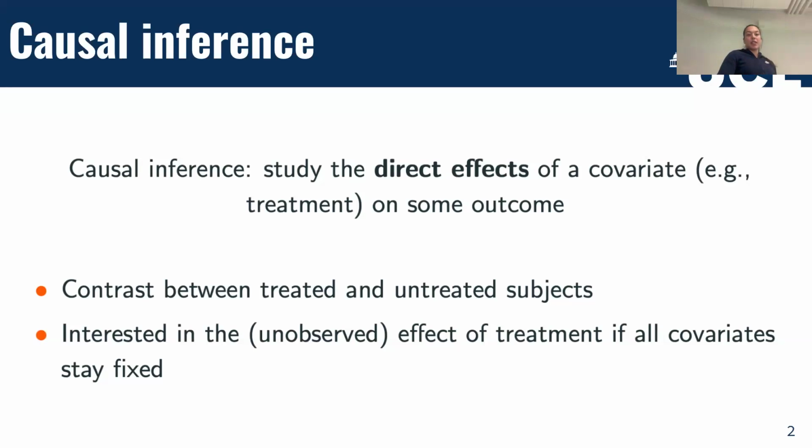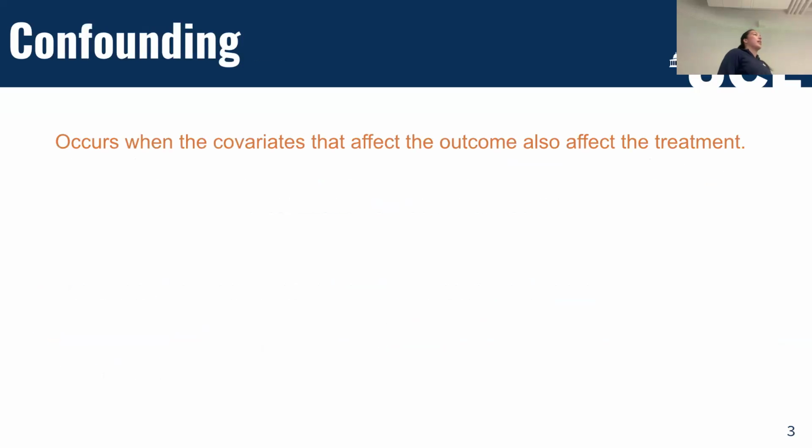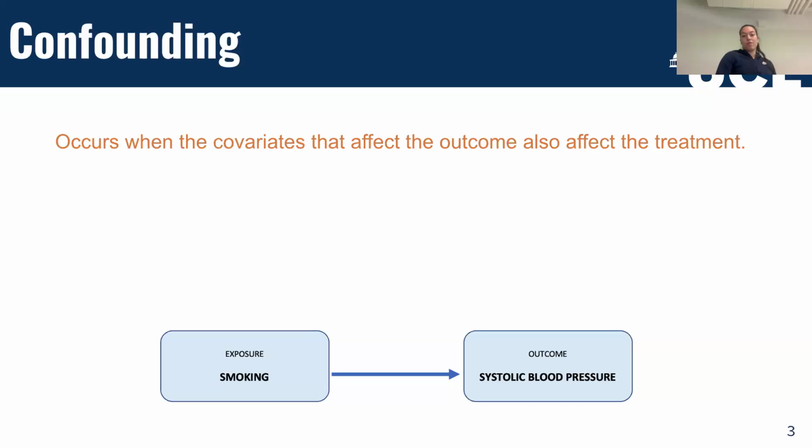Why is that important? It is because one of the problems we encounter in causal inference is confounding. That occurs when covariates that affect the outcome also affect the treatment. So just as a quick presentation here, let's say that we have an exposure, which is smoking. You can think of that as our treatment. And we're interested in how smoking affects systolic blood pressure.